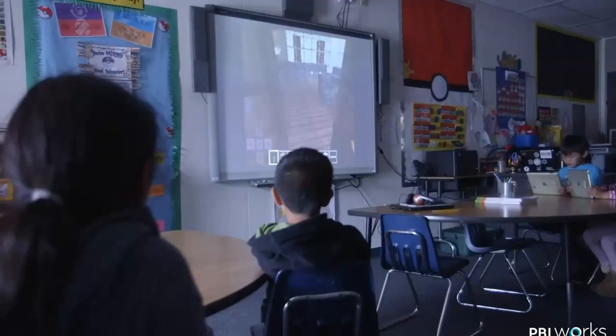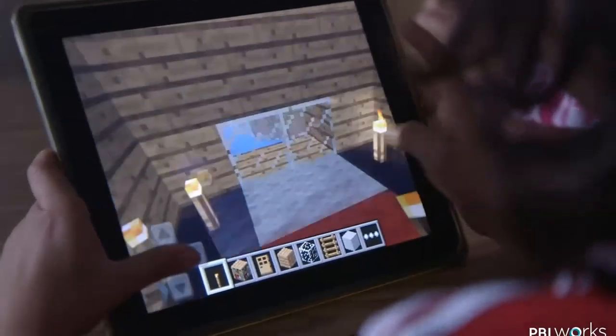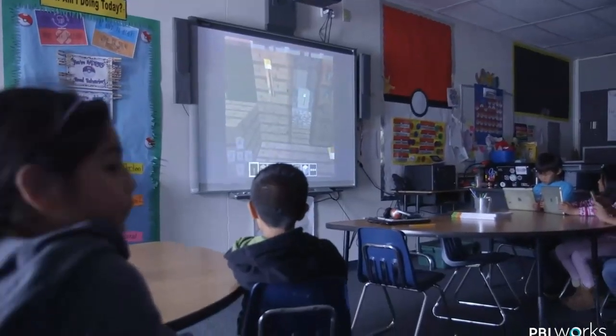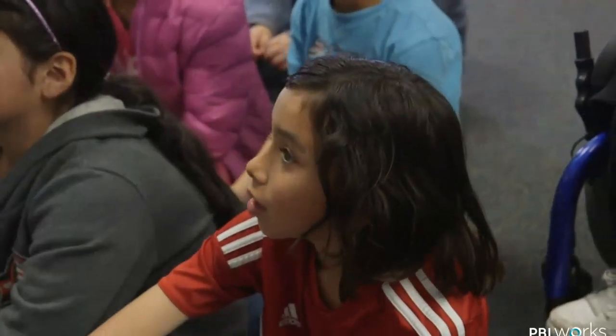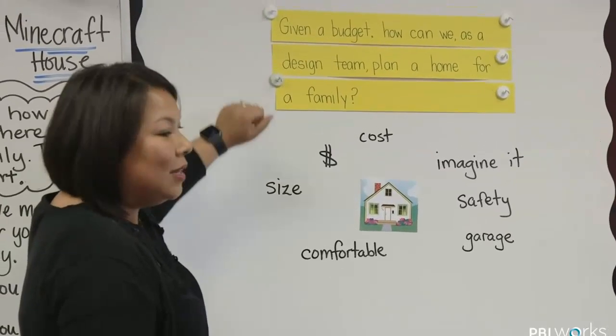The entry event was Minecraft. So they used Minecraft to build just a house that they would build for their family. This is inside the house. This is where, like, the sofa, and over here is where I sleep. They're able to use their creativity. They're able to just be free and just to build without anybody giving them parameters.